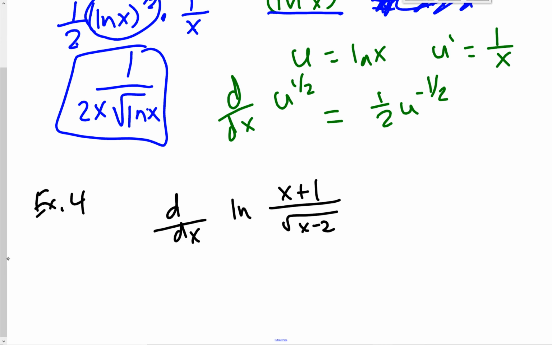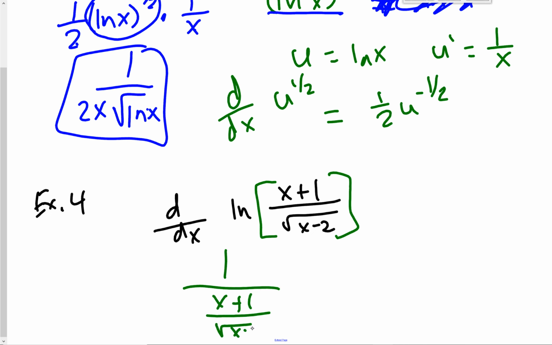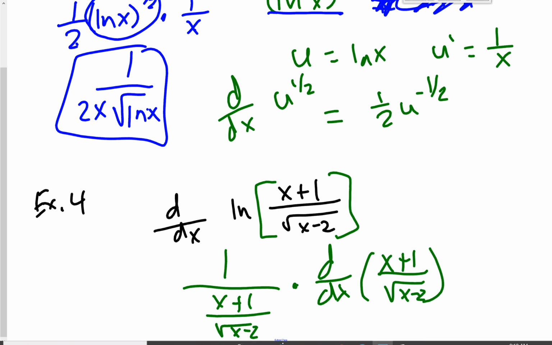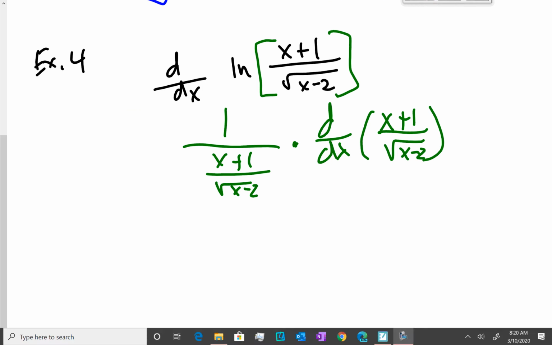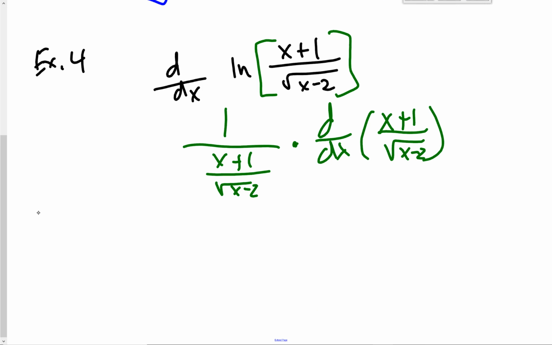Looking at this one, it's more complicated because the derivative of the inside is going to have to be quotient rule. Take the derivative of the outside, because you're taking the ln of this. The derivative of the outside is 1 over x, so that's 1 over x plus 1 over square root of x minus 2. Then the derivative of the top is going to be a lot. So that's quotient rule. We'll go ahead and do quotient rule on that one.